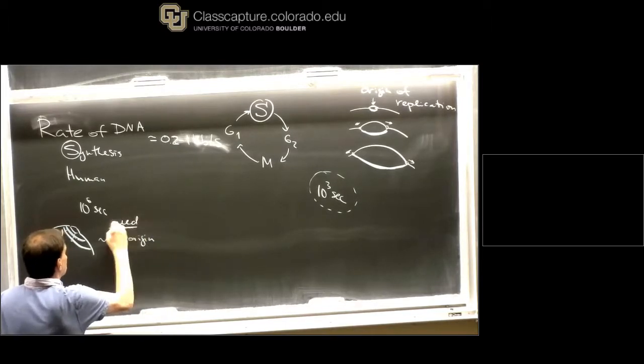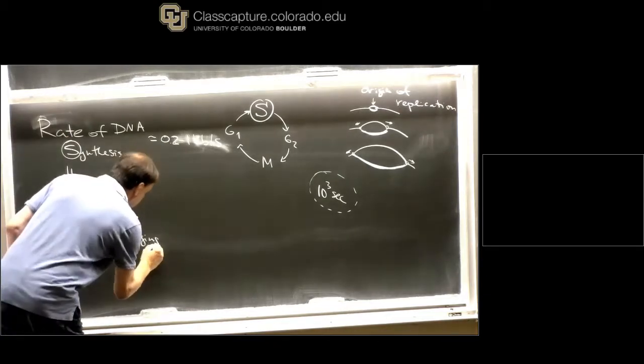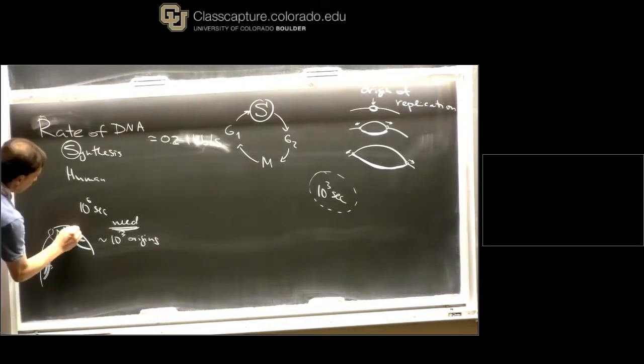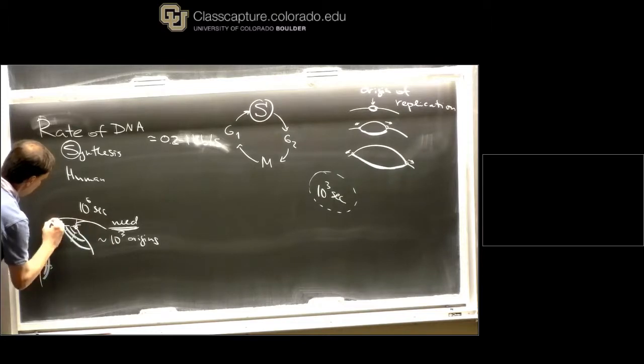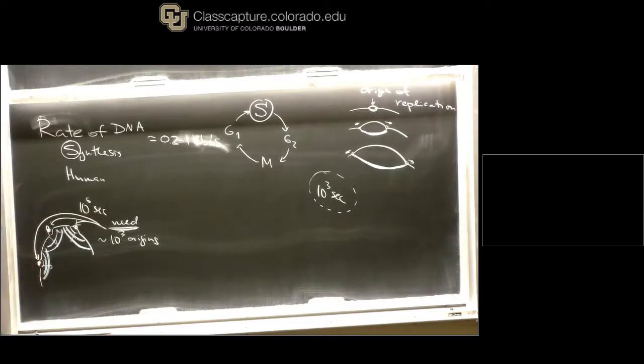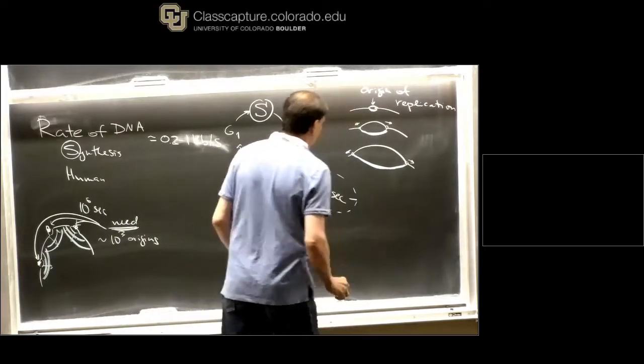You need this. So that's an absolute necessity. Without it, you cannot replicate DNA. Origins of replication. These are origins. Okay. In bacteria, this is kind of the slow part of the range.